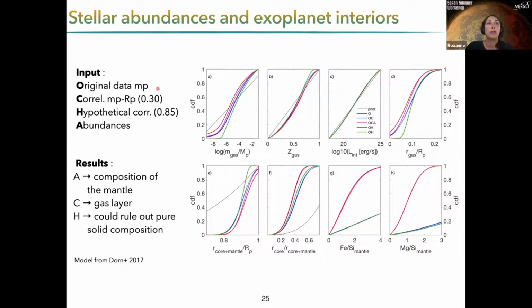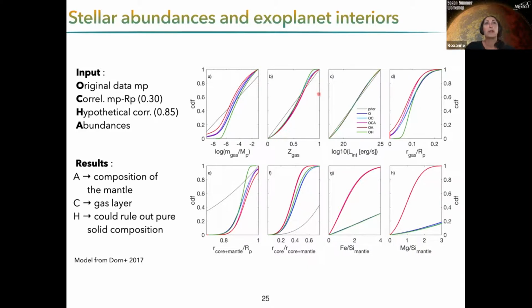So either we only take the original data and the mass of the planet, so I mean very few parameters as inputs. The C model takes into account a low correlation, while the H model shows a very high correlation, the one we had during the second study, and the A model takes the abundances into account. So usually we take the abundances of the star to put into the model of interiors because we don't know the exact abundances of the planet and what remains around the star.